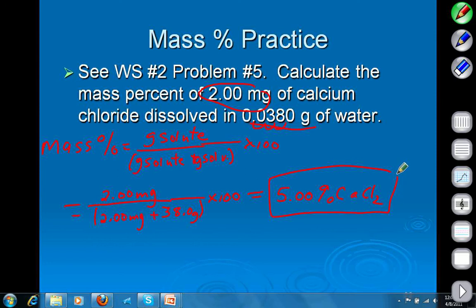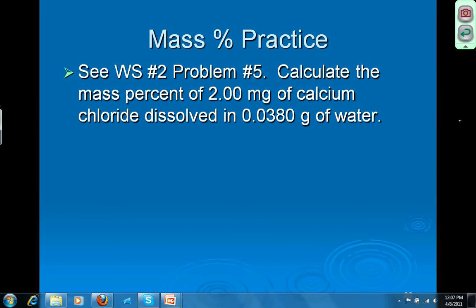And that's the final answer. And you have to have 3 sig figs because all those numbers there have 3 significant digits. We'll move on to the next slide.